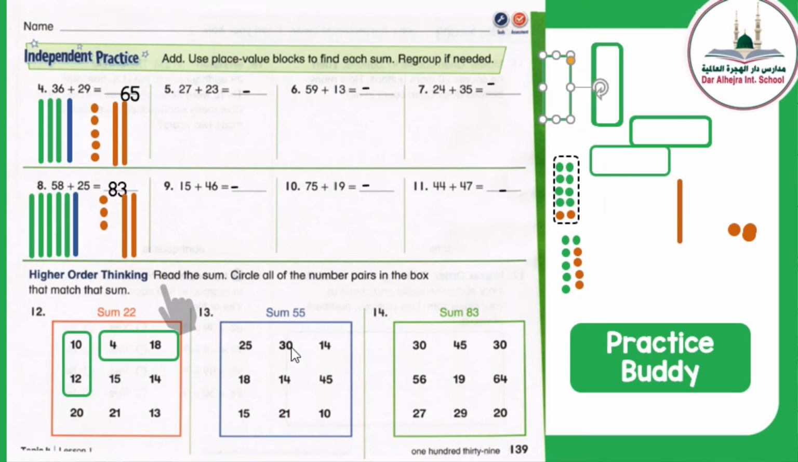Finally, I've got only two correct answers. 4 plus 18 makes 22 and 10 plus 12 makes 22. So these are the only two neighboring numbers that are making a sum of 22. Similarly, we are going to check the numbers here in this box. If they are making a sum of 55 and a sum of 83, then we are going to circle them either this way or this way.